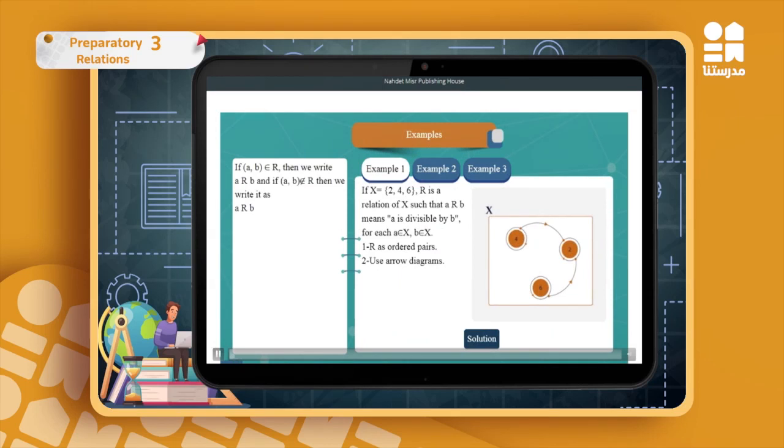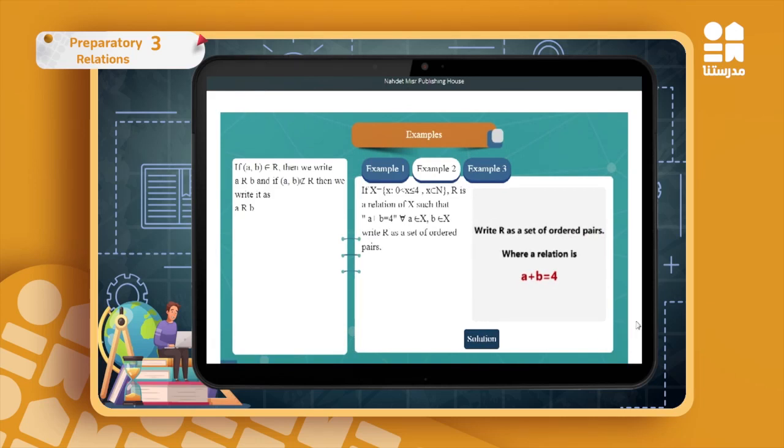If we have a set x = {2, 4, 6}, and R is a relation on x such that A R B means A is divisible by B, for each A belongs to x, B belongs to x. Write R as a set of ordered pairs that is represented by two arrow diagrams. وزي ما احنا شايفين الحل احنا قلنا A divisible by B يعني any number in A divisible by B. So 2 divisible by 2, 4 also divisible by 2, 4 divisible by 4, and also 6 divisible by 2 and 6 divisible by 6.